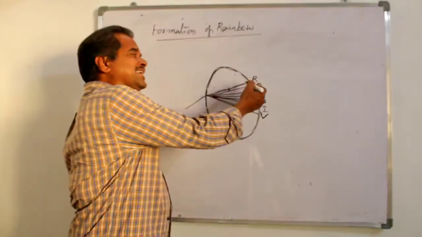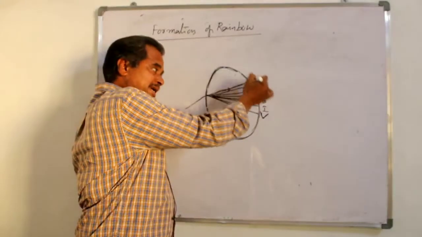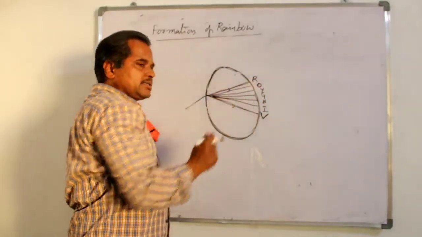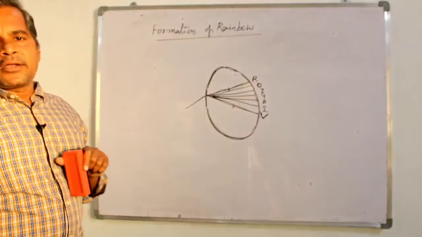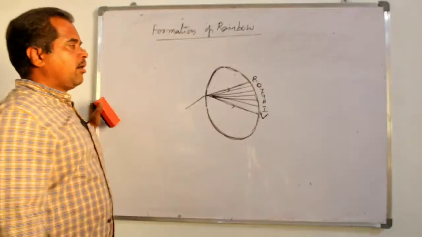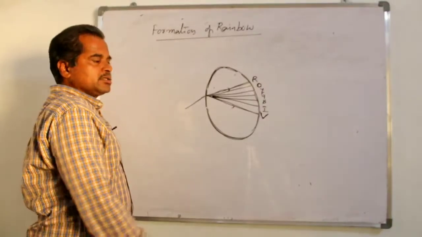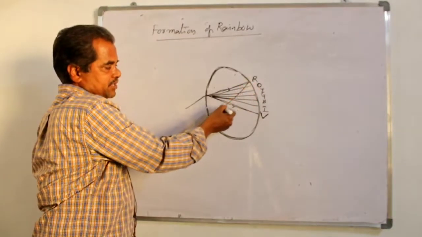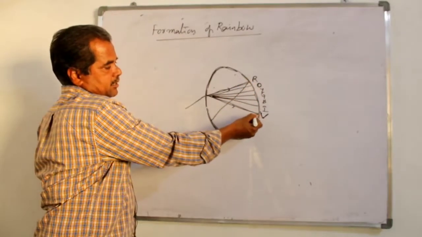Here, if the incidence angles at the second surface of the raindrop for all these colors are more than the critical angle of the water drop, then all these colors get total internal reflection.